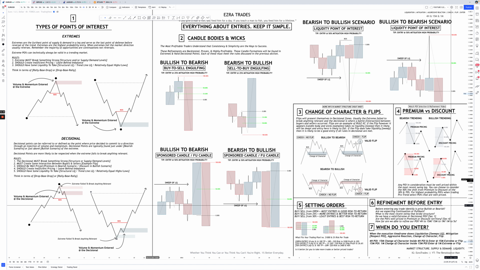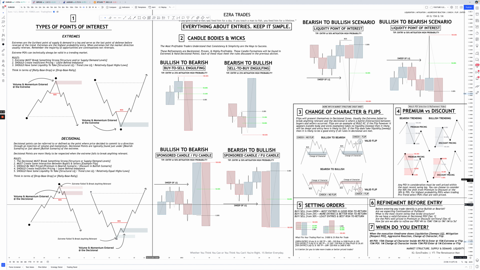So one thing to keep in mind is before entering any trade, identify first, is price bullish or is it bearish, right? Are we expecting continuation or pullback? Did we just break structure? Then likely we are going to have a pullback, right? Did we just complete a pullback? Do we look like we are respecting a point of interest that's a decisional flip or an extreme? Then likely we can expect continuation, right?